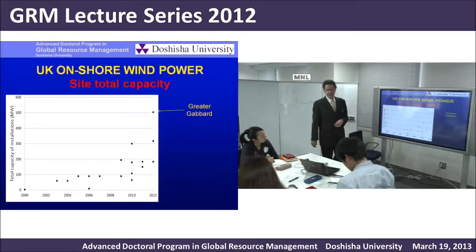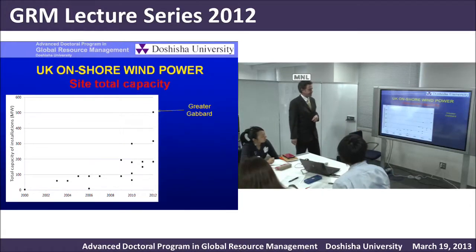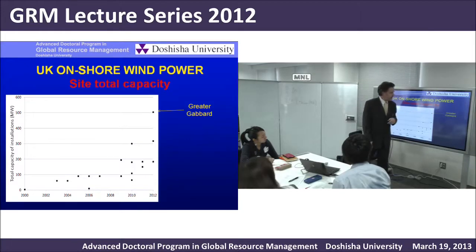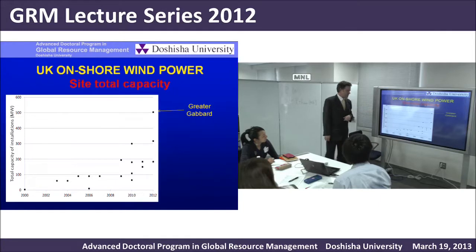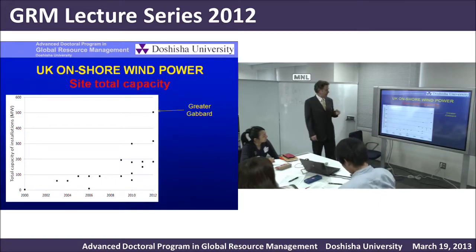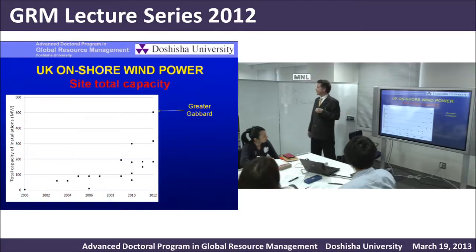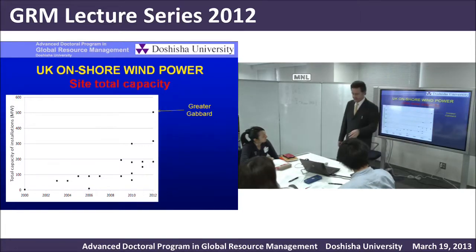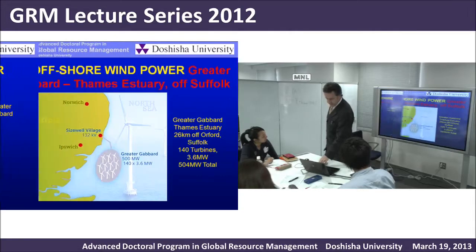And in fact, the biggest has just been commissioned very recently. And this offshore wind farm, which now produces more power than the biggest onshore wind farm, we are now at 500 megawatts, half a gigawatt. Now we're really talking. That wind farm now is called Greater Gabbard, the name of it.